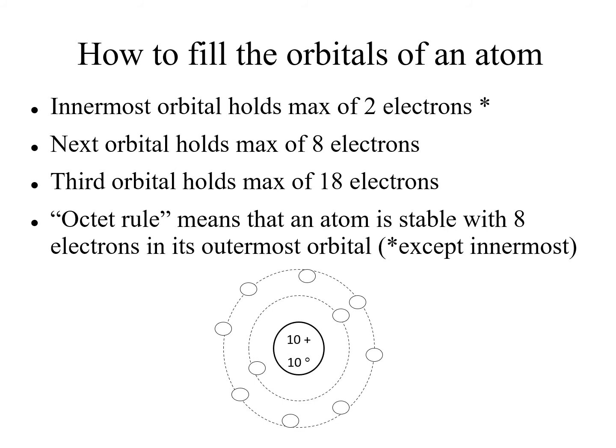So just to review, the way you fill the orbitals of an atom, your innermost orbital holds 2, and that in fact means that we've satisfied the duet rule. The next orbital can hold a maximum of 8, and if it in fact is full, then we've satisfied the octet rule. The third orbital holds a maximum of 18 electrons, but only 8 is required to satisfy the octet rule and create a stable atom. We won't work with any electrons or atoms above the third orbital, so that's as far as we'll go in terms of talking about stability.